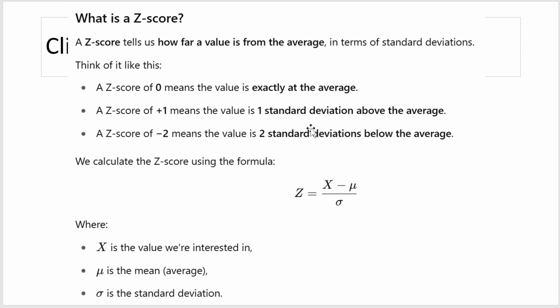Similarly, a z-score of 1 means that you are 1 standard deviation above the average, and a z-score of -2 tells you that you are 2 standard deviations below the average. And this is the formula that we calculate the z from. Z is a very, very important tool as a mathematician and a statistician. So please make sure that you understand this very, very thoroughly.